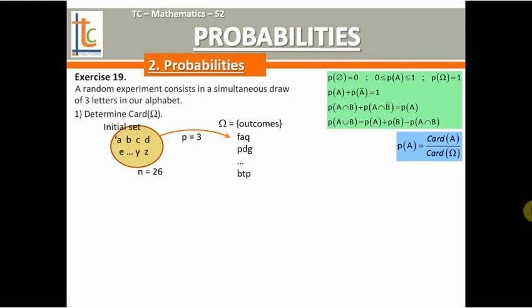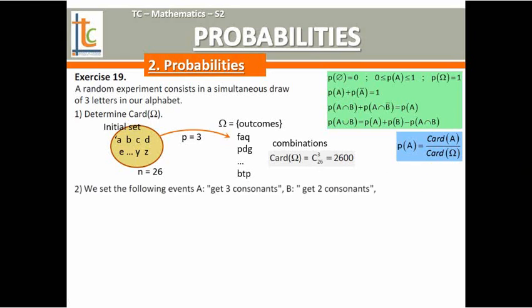To count the elements of omega, you have to use combinations. And here, C(26,3), that is 2,600. So I just wrote 3 examples among 2,600. It's a very big set.